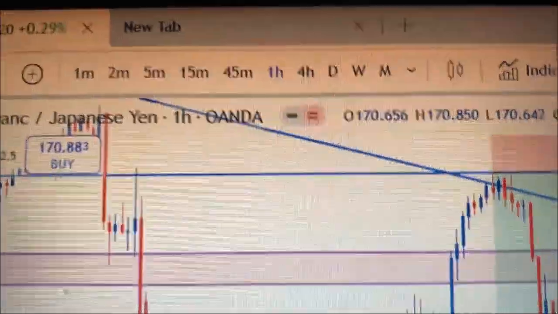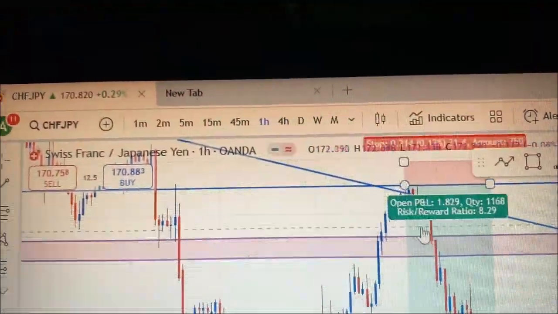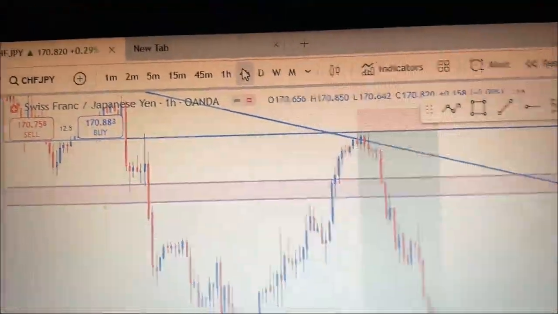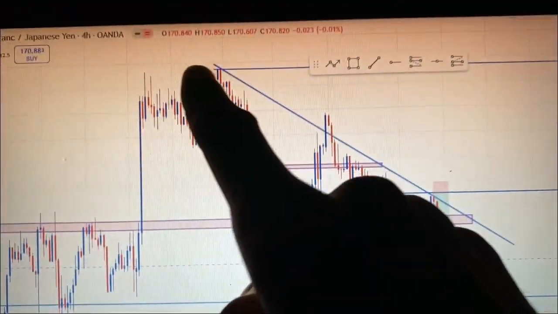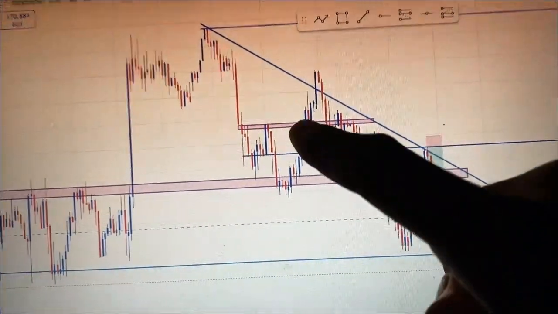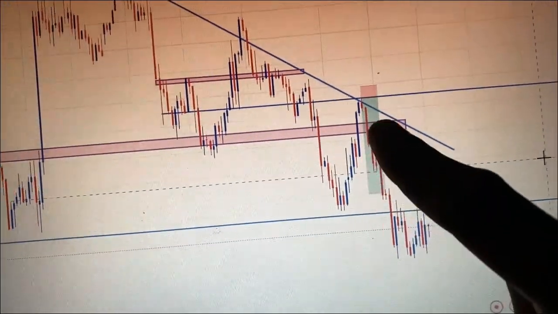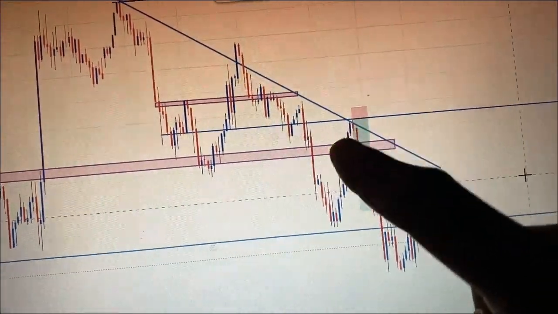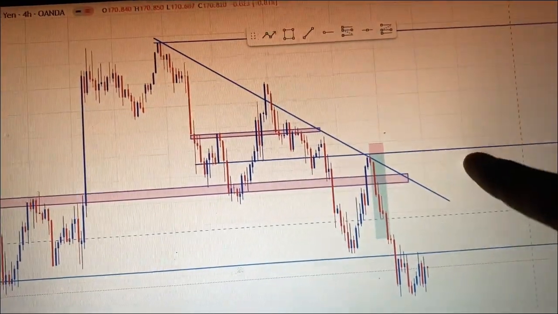Let's go out. So this is on the 1 hour time frame. If we go out to the 4 hours time frame, you can see the overall trend line. This is a fake out, and you can see how this one blended perfectly with the trend line and the key level.